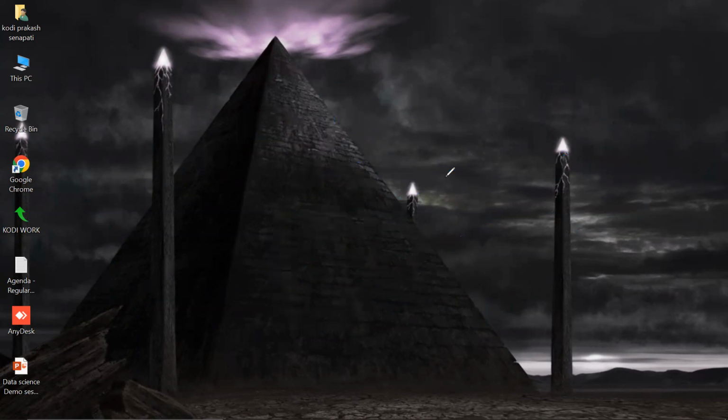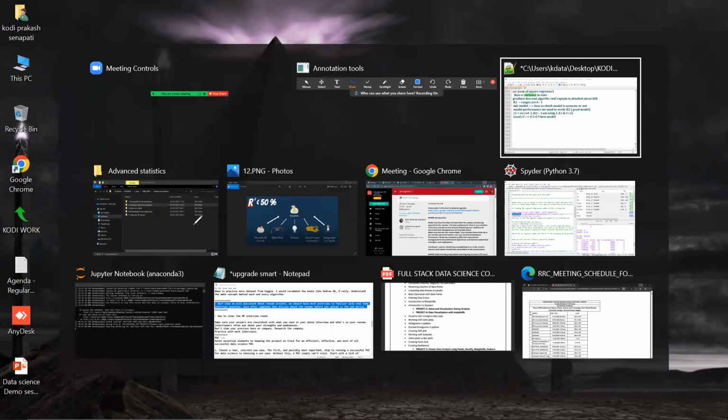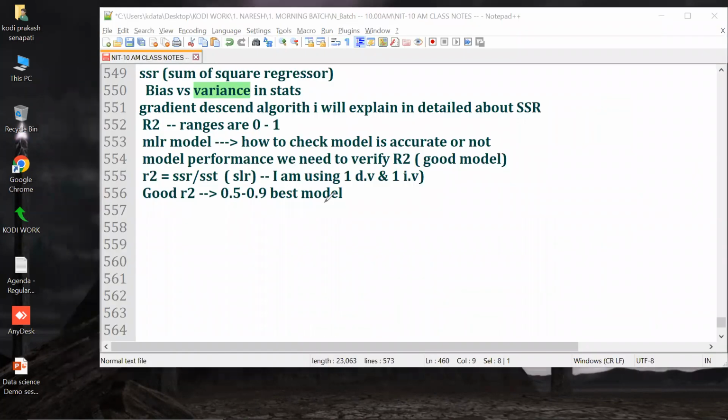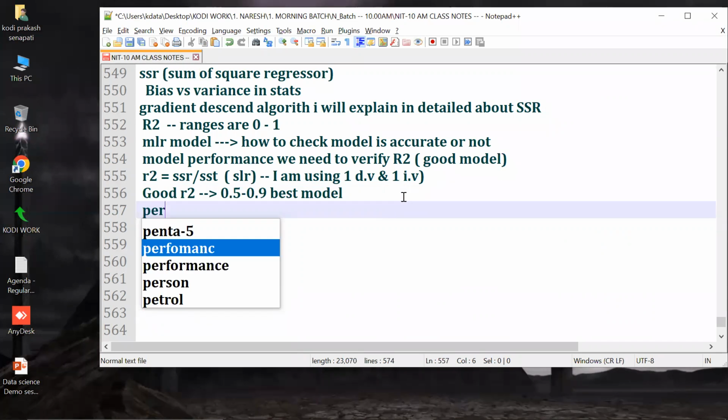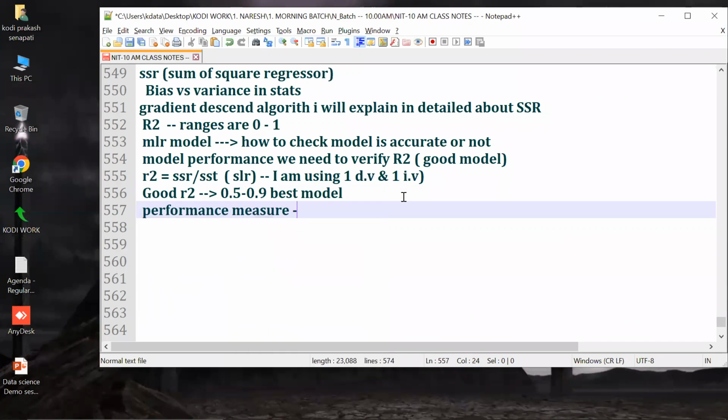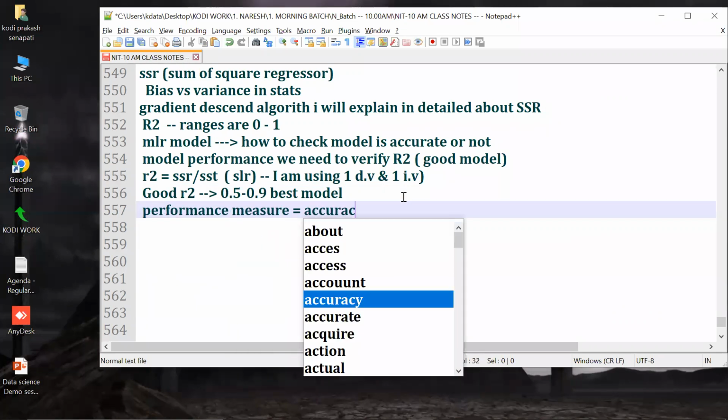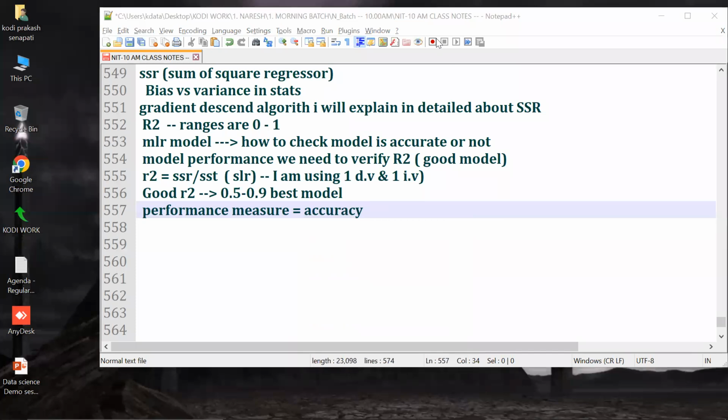R2 is like an accuracy. That's right. So just now I was saying, what are the performance measures, guys? Performance measures means accuracy only, right? Performance measures equals accuracy. So R squared is the model accuracy, right? Clear?